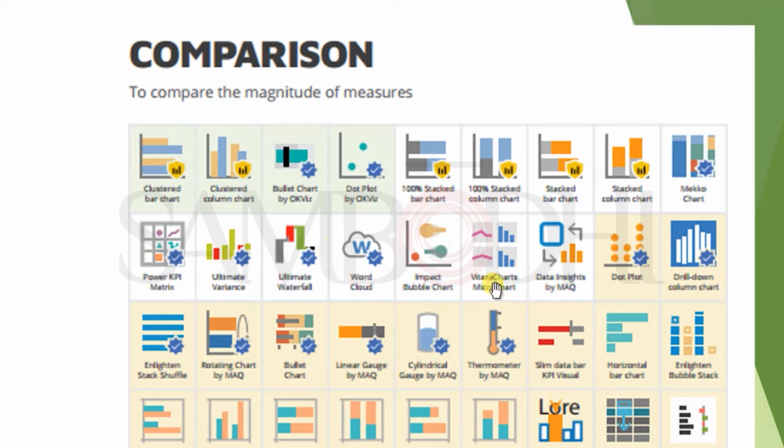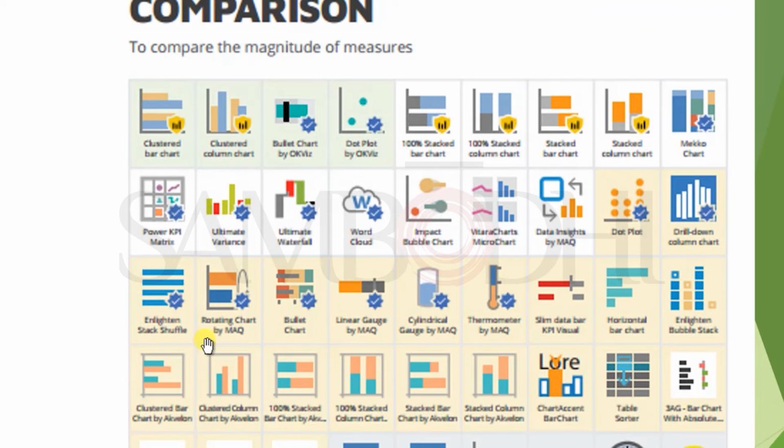Impact bubble, Vitara charts, data insights by MAQ, dot plot. So if this is one kind of formation, the dot plot can be another kind of formation. A drill down column chart would help if there are categories and subcategories and more subcategories for every product. The drill down chart can help you identify, if there are sales of 100, what was the quantity of A product, B product, C product amongst these 100 values.